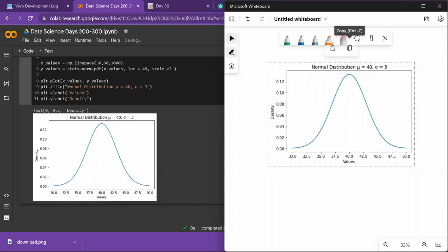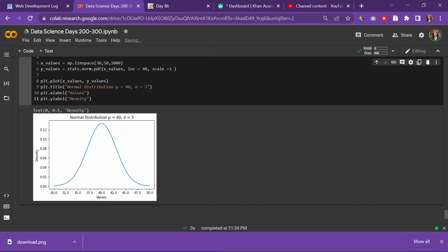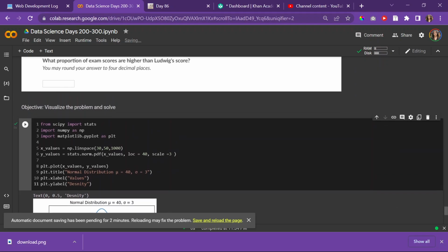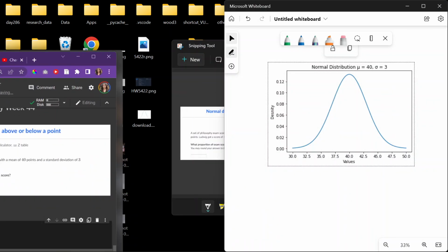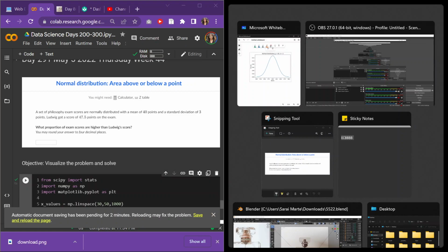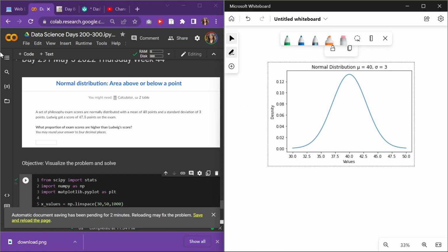Okay, so basically what they're saying in the problem is that Ludwig got a 47.5 on the exam, right here. That's Ludwig's score. And we're trying to find the proportion of exam scores that are higher than Ludwig's score. So that's basically all of this over here. And how do we do that?